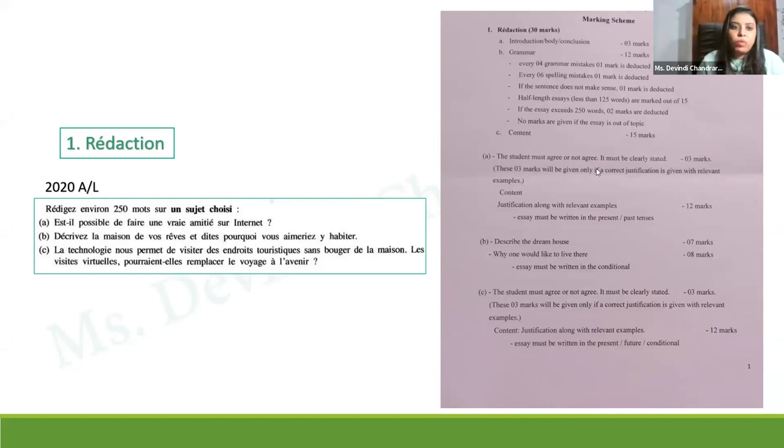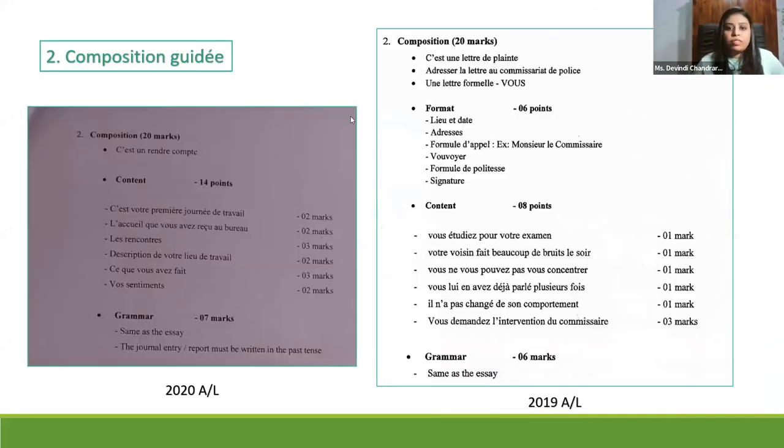Then I'm moving on to the letter. Again, this is from the 2020 level. So look at this marking scheme. It has been given as a complaint, which means the examiners are saying that this is a complaining letter. So if the marking scheme says that it's a complaining letter, you can't write a thanking letter, right? You have to be specific about the content. That is why I told you to read the question well and understand which kind of letter it is, right? So that is a must.